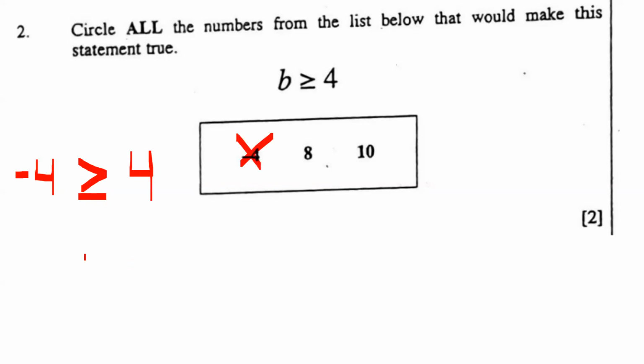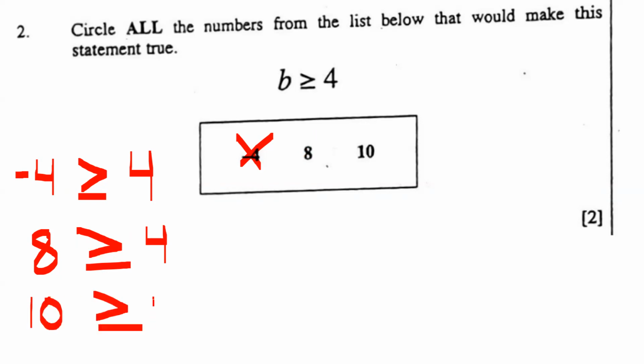Okay, so let's try another one. How about 8? We have 8 is greater than or equal to 4. Is 8 greater than 4? Yes, 8 is greater than 4, and so that means this inequality is satisfied. So 8 works. How about 10? We have 10 is greater than or equal to 4. Is 10 greater than 4? Yes, and so this also works for 10.